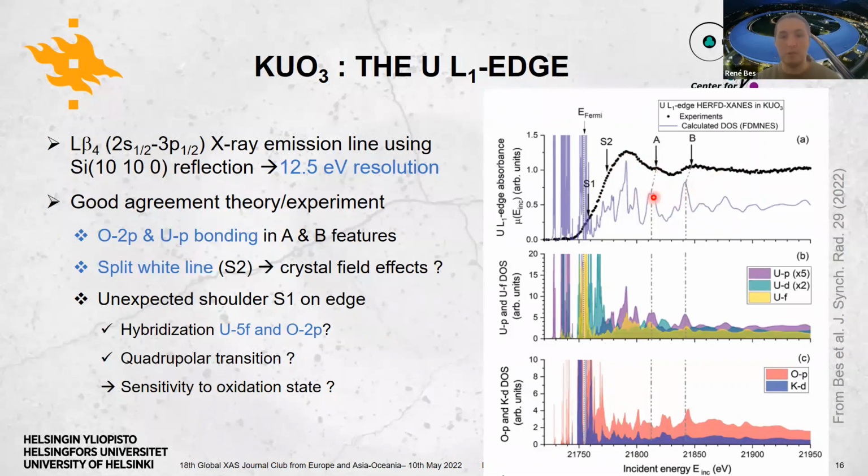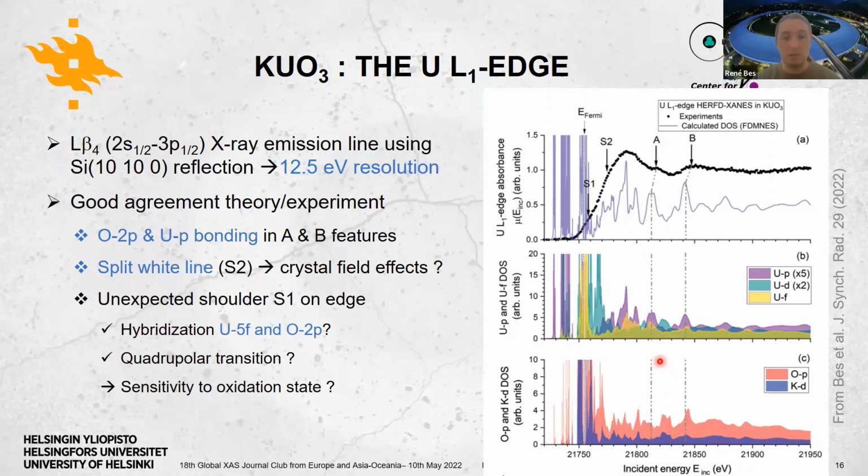Some of the features seem to be shifted in energy compared to the experiment, and this may be the impact of the DFT calculations or something else affecting this positioning. To get better insight into where those features are coming from, we compare the density of states of each element separated in orbitals: uranium P, uranium D, uranium F, and also the ligand, oxygen P and potassium D states. We compare to see where these peaks are coming from.